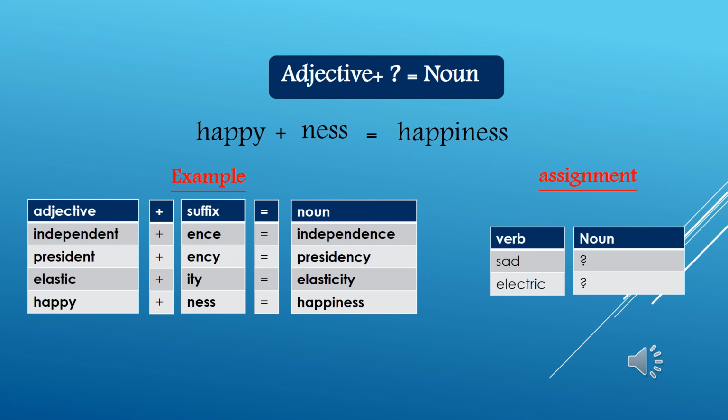I have given you some examples like independent plus ence is equal to independence. Yes, you all celebrate Independence Day. President plus cy, presidency. Note the modification. Yes, there are some ways of changing adjectives to nouns. Elastic, elasticity. Happy, happiness. Do the assignment.